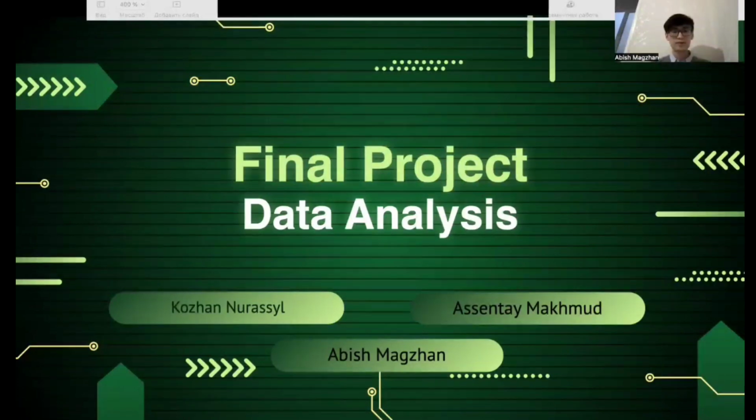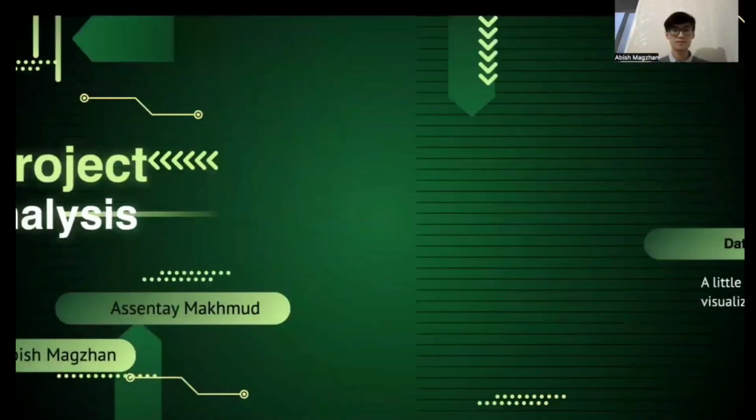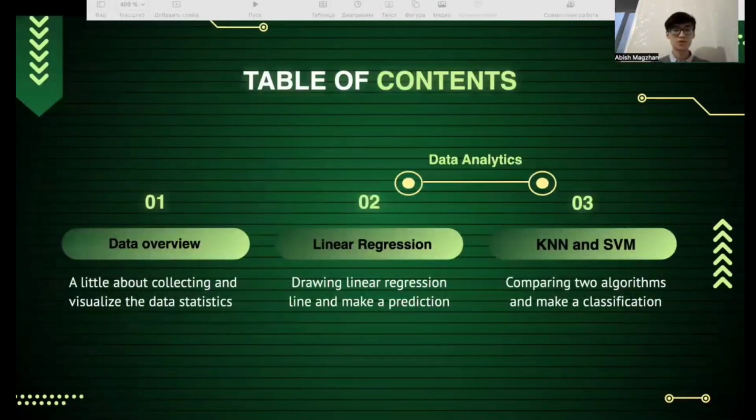Hello everyone. This project intends to provide a quick summary of changes in food supply in 4 cities in Kazakhstan and to investigate the price variation of basic goods like milk and potato between various areas of Kazakhstan. The project consists of 3 main parts: data overview, linear regression, KAN, and CVM, and each of us will give an analysis of each of them.